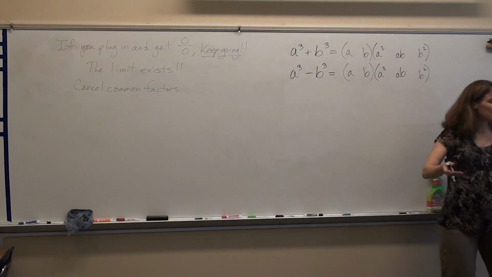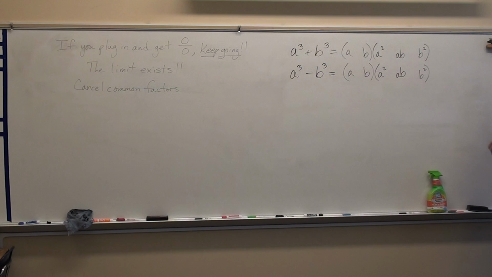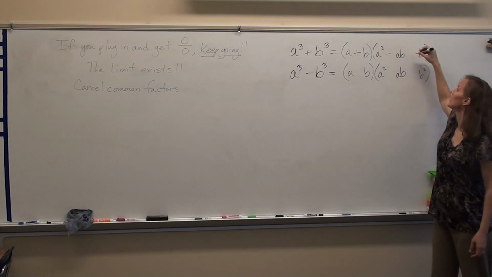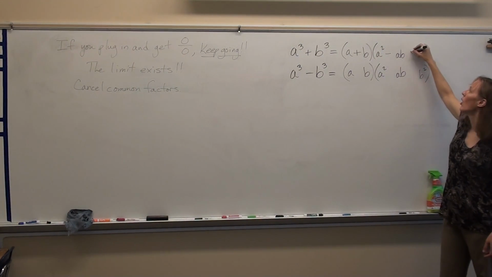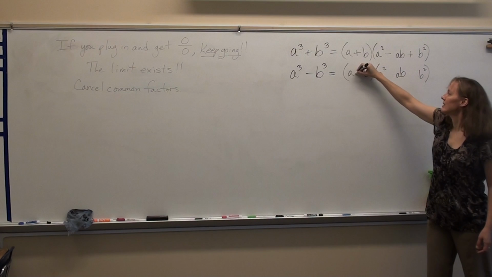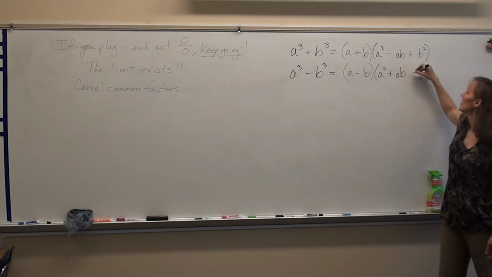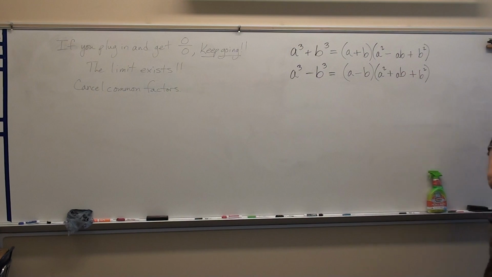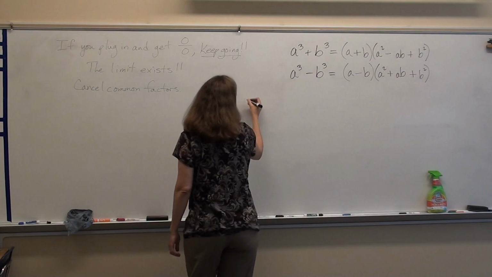The only thing that's different about the 2 are the signs. Does anyone remember how we figure out the signs? SOAP, right? Same, opposite, always positive. Same, opposite, always positive. Okay? There will be cubes. So if you've forgotten how to factor a cube, make sure you write the rules down and practice a little bit. I'm gonna give you one to start with.